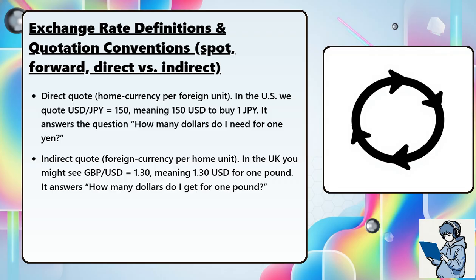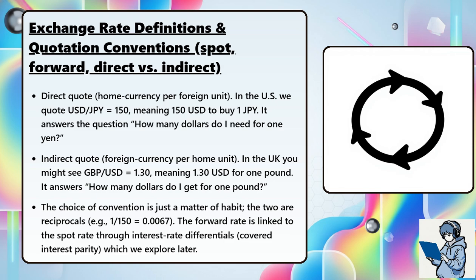Indirect quote is foreign currency per home unit. In the United Kingdom, you might see GBP per USD equals 1.30, meaning 1.30 USD for 1 pound. It answers how many dollars do I get for 1 pound. The choice of convention is just a matter of habit.